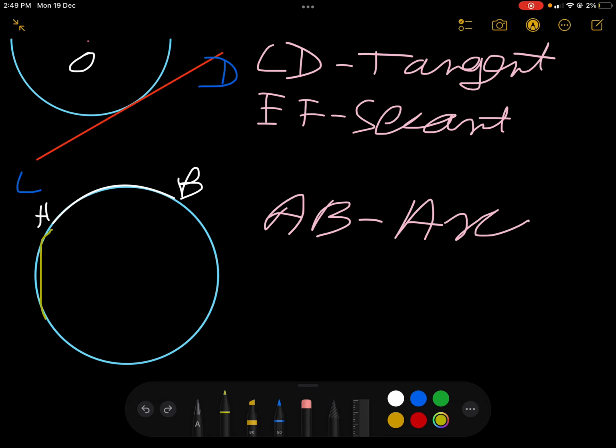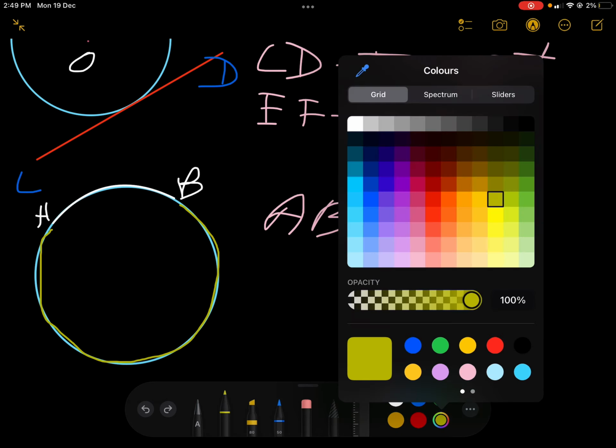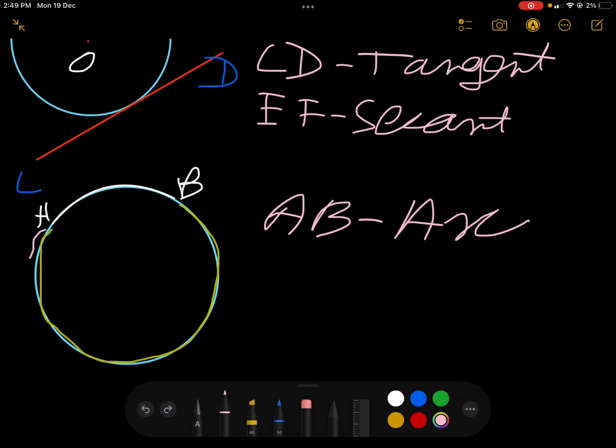So I could not make an exact arc right here. I'll try again. There we go. Now you might see that it's not perfect, but you get the idea. So in this case, let's mark the point. It will go from here all the way till here, and this arc, as you can see, is much larger than the original arc.